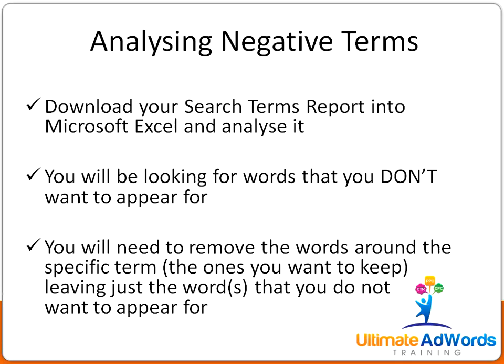So as covered in the search terms reports video, we want to download our search term report into Excel and analyze it for any potential negative keywords. You'll be looking for words that you don't want to be appearing for, which will only be wasting you clicks and budget. When preparing negatives to add to your account, you first want to remove the keywords around the specific negative term. So these are the ones that we actually want to keep, so it leaves just the words that you don't want to appear for.